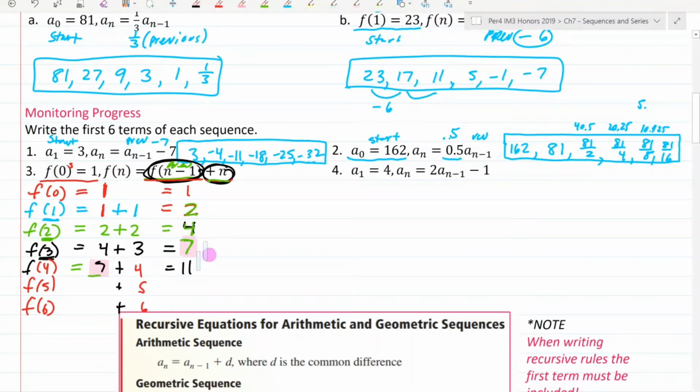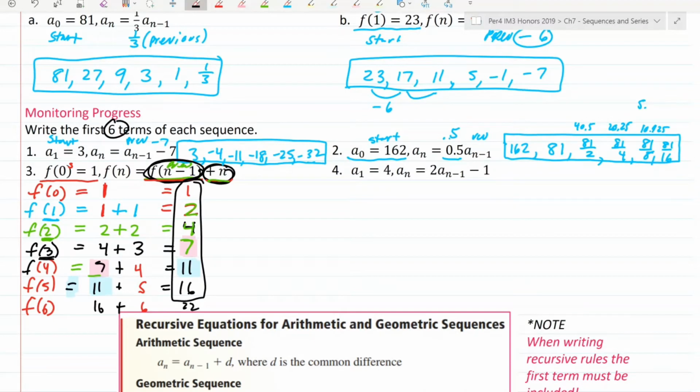And if this is 11, then that has to be 11 because that's the previous term. So it's going to give me 16. So these are the numbers that are in my list: 1, 2, 4, 7, 11, 16. And then the next one would have been 22. We only need 6 terms.